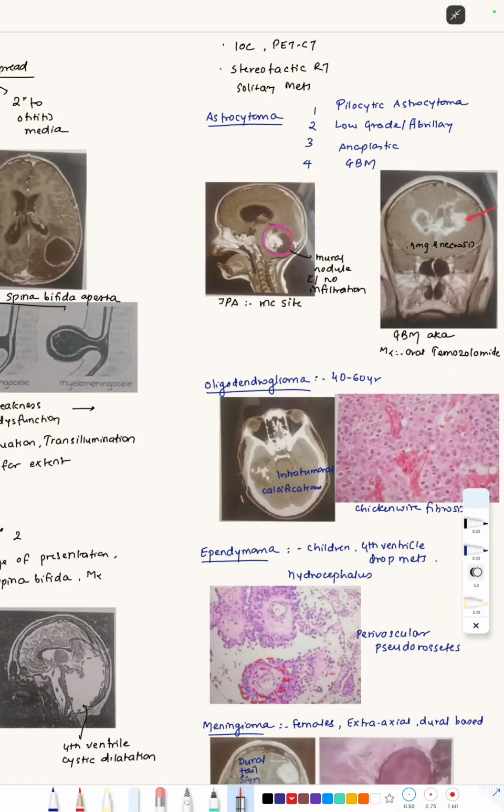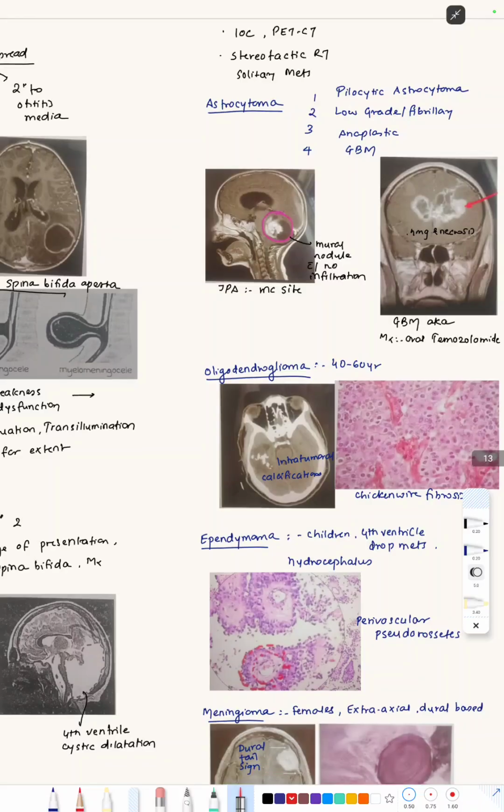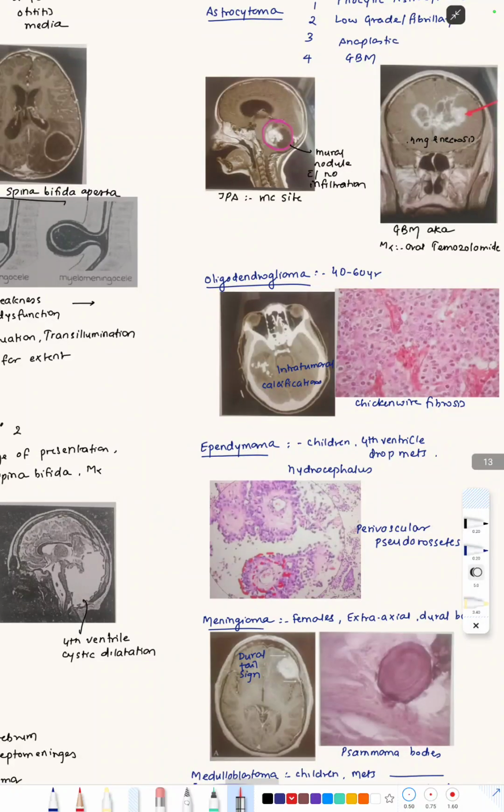And the first of the individual cancers is astrocytoma. It has grades. Grade 1 is pilocytic astrocytoma, juvenile; grade 2 is low grade or fibrillary; grade 3 is anaplastic; grade 4 is glioblastoma multiforme, which involves both the lobes. Now in juvenile pilocytic astrocytoma, the most common site is going to be the posterior fossa, and here a mural nodule is seen that does not show any infiltration. In glioblastoma multiforme, there is hemorrhage and necrosis, and it spreads across both the lobes.